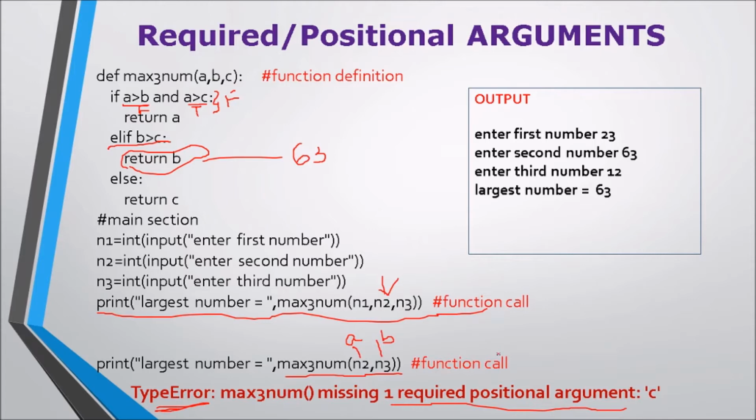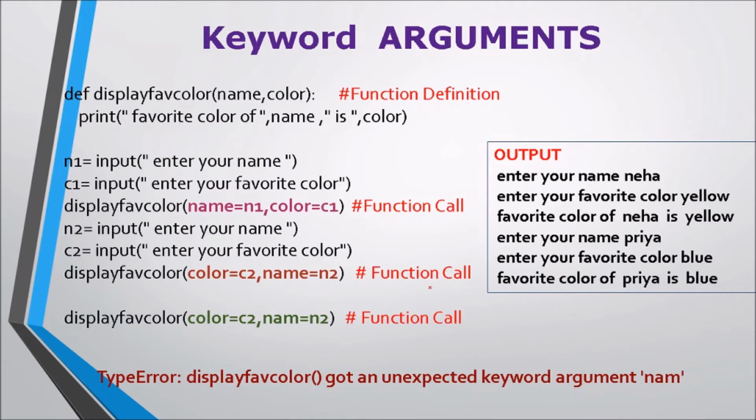So moving further, now we'll talk about keyword arguments. In this one you can see I have defined a function display_favorite_color having two parameters, name and color. In this definition we will treat these name and color as the keywords, and it is displaying the favorite color of the name is color.